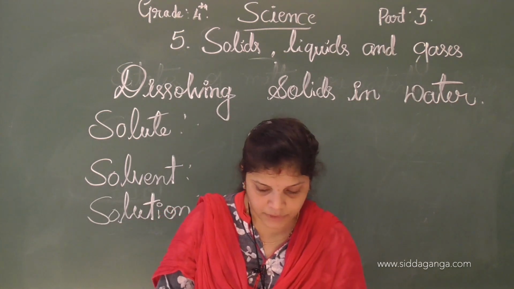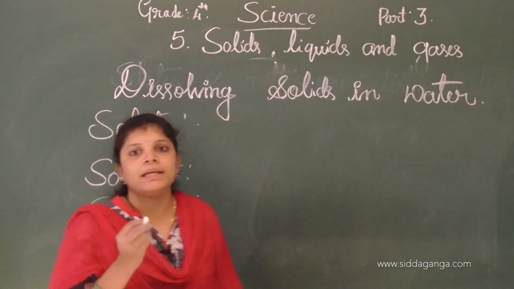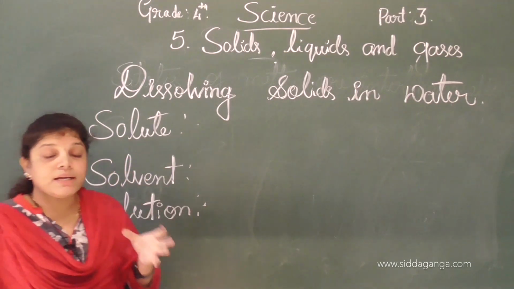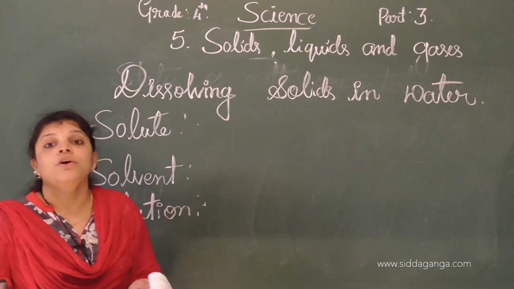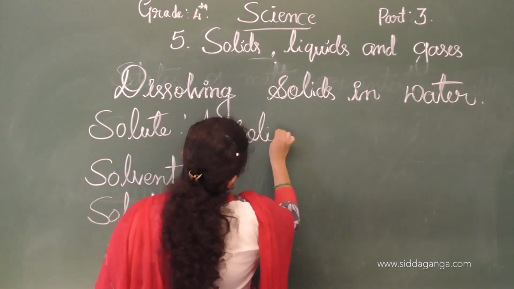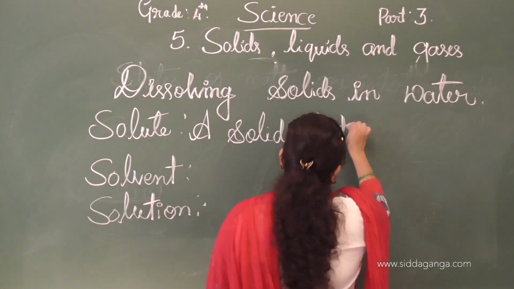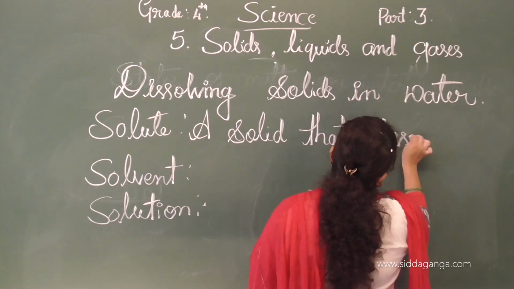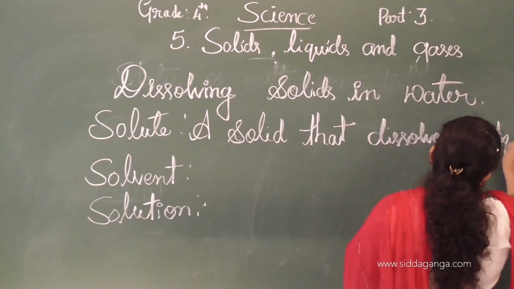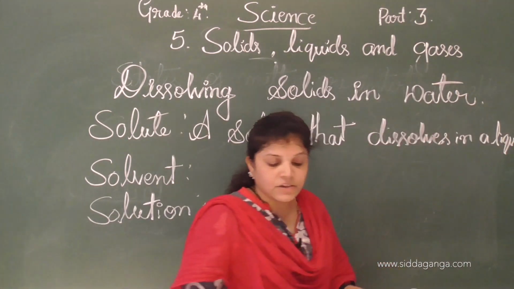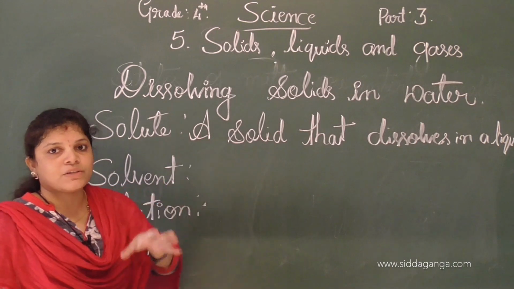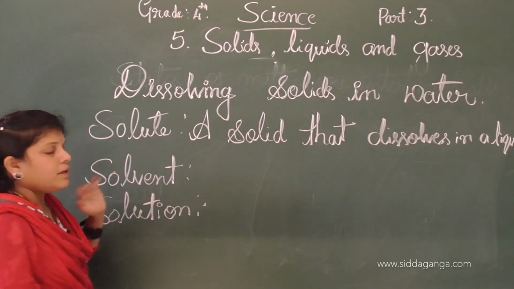See here, the sugar is a solid. A solid that dissolves in a liquid is called what? Solute. Solute means a solid that dissolves in a liquid. Solute means a solid that dissolves in a liquid is called what? Solute. Okay, next, what is a solvent?